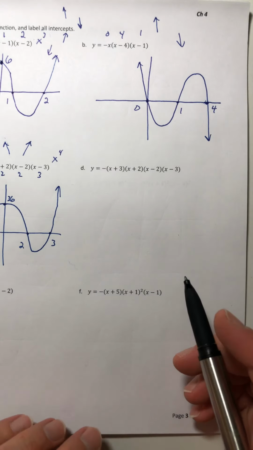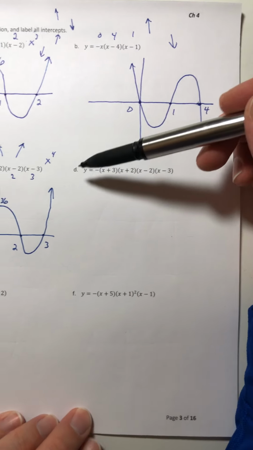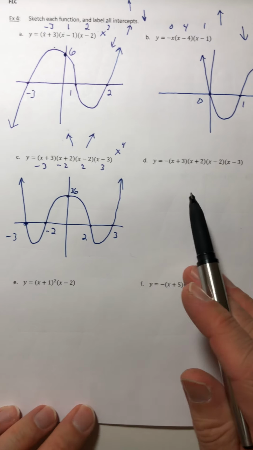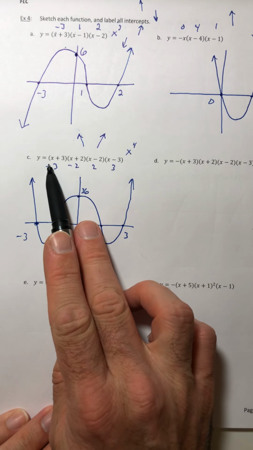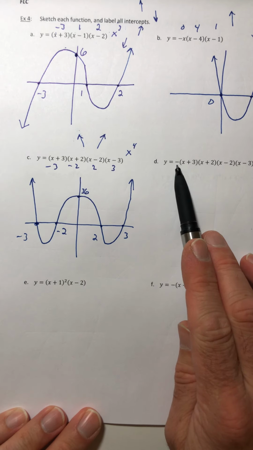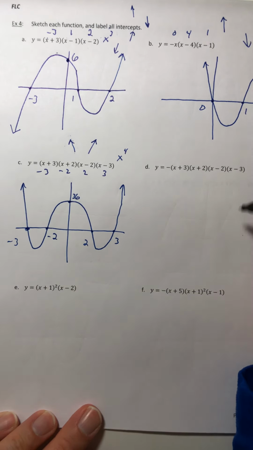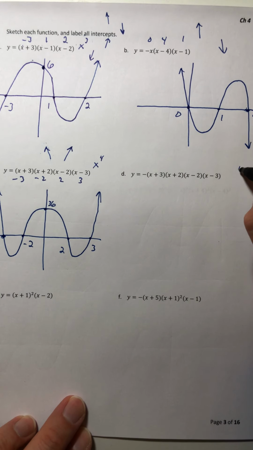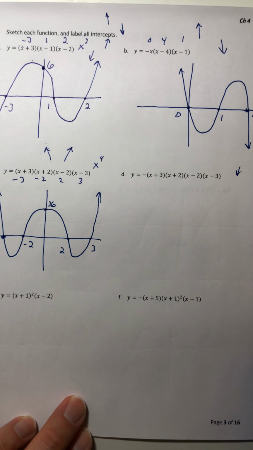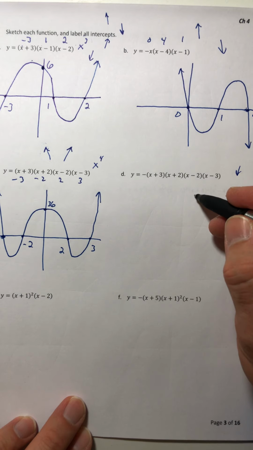Well, let's go ahead and finish off this section. Okay, so in part D, it's the exact same polynomial as it was in part C. The only difference is that there's a negative sitting out in front of everything. So what does that do? Well, it flips it upside down. So now the ends are both pointed down.